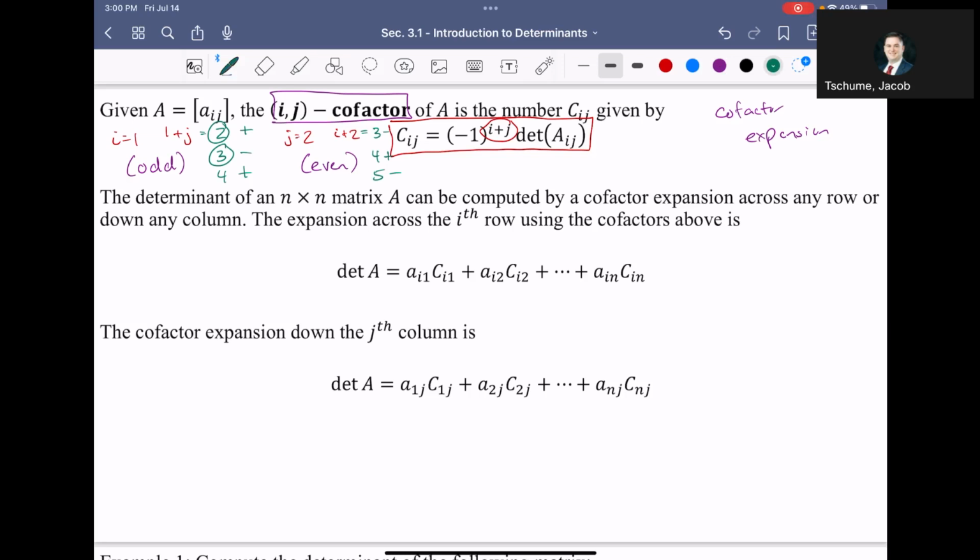Once again, it doesn't matter what row or what column you use to do this. The key is that you have to know whether you're starting with an odd row or column, which means you start positive, or if you start with an even row or column, you start with a negative. And once again, I'm not going to do this for 2 by 2 matrices. We're just going to do this for 3 by 3s and higher. In 2 by 2s, we have a direct formula, so it doesn't really matter what the numbers are.